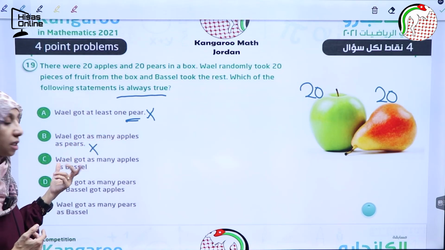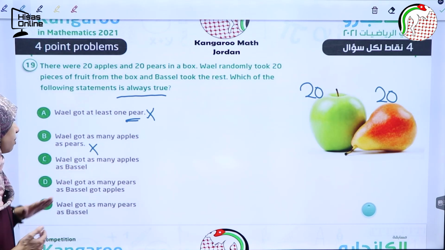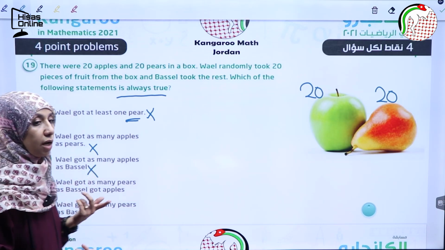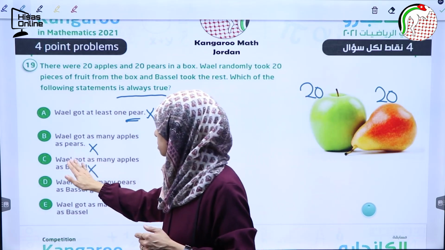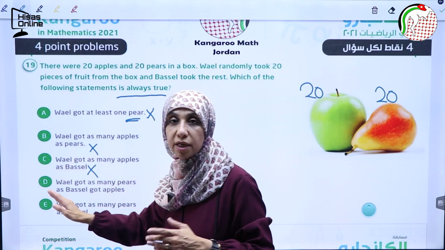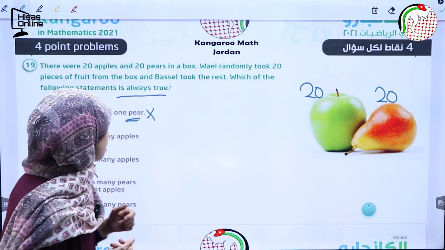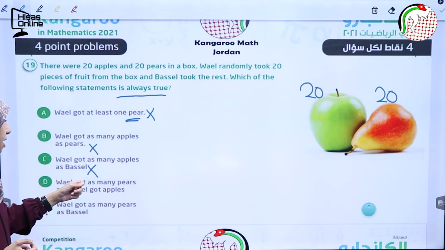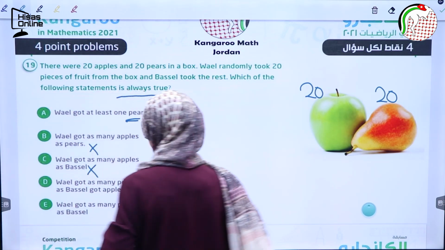Let's see. C. Wael got as many apples as Basil. Also, there is no guarantee. How can I tell that the number of apples they will have will be equal? This is random picking. And D, Wael got as many pears as Basil got apples. Let's think about this option.